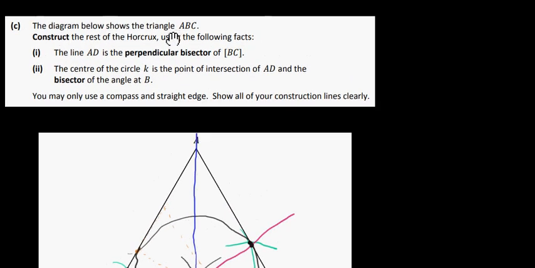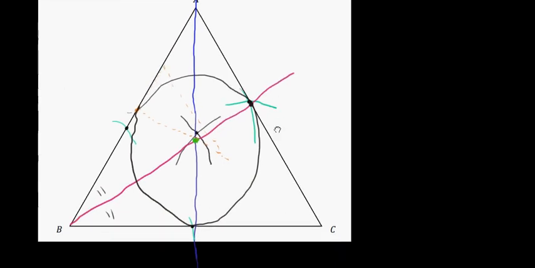The diagram shows... construct the rest of the Horcrux using the following facts. So we've drawn our perpendicular bisector. We've drawn our bisector of the angle at B, and we've shown all our construction lines clearly. Your construction lines will be a lot neater than this because you'll actually be using a compass and your straight edge. Okay, so that's I think it for this particular question.